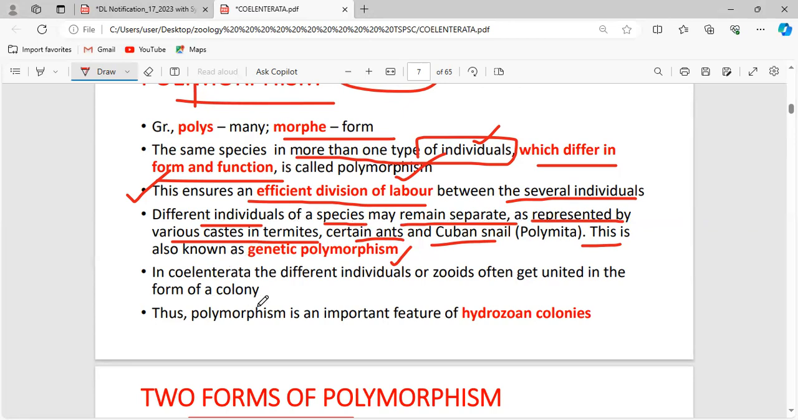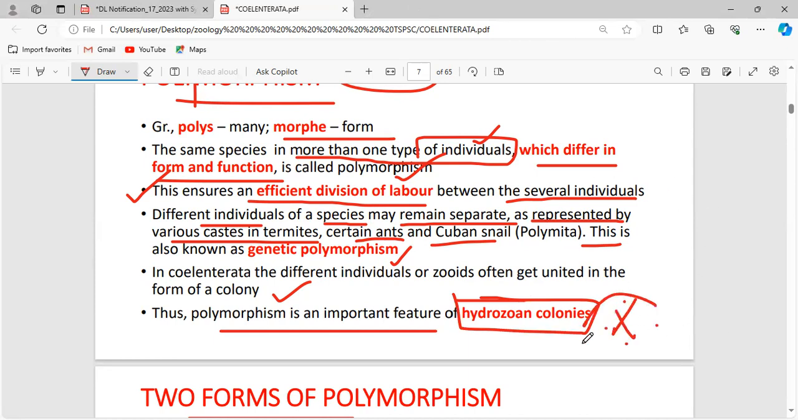Okay. In Coelenterata, the different individuals or zooids often get united in the form of a colony. This polymorphism is an important characteristic feature of hydrozoan colonies. See, this has also been asked in questions. Which class of Coelenterata exhibits this concept of polymorphism? Hydrozoan colonies.